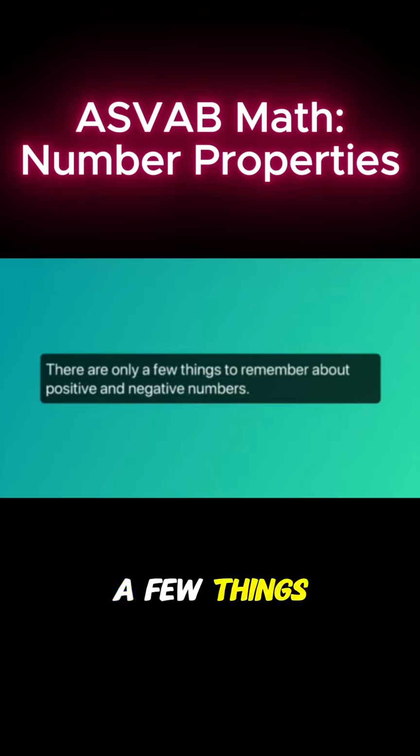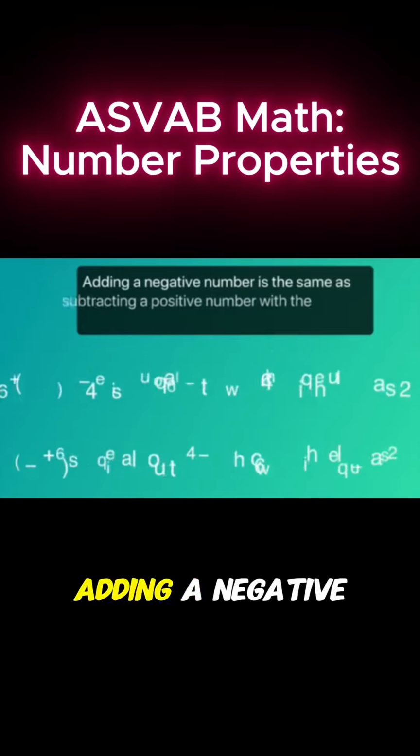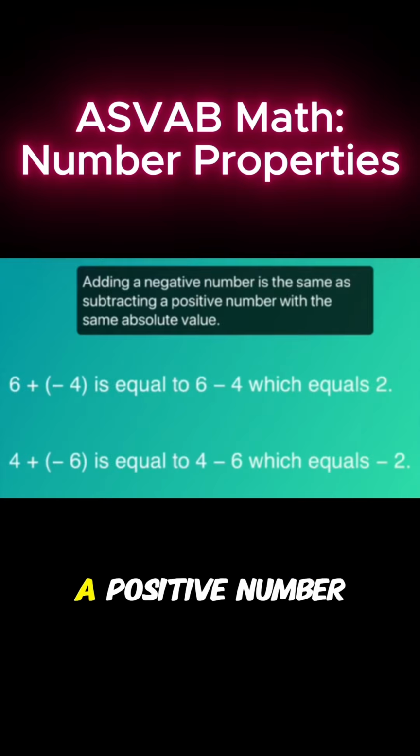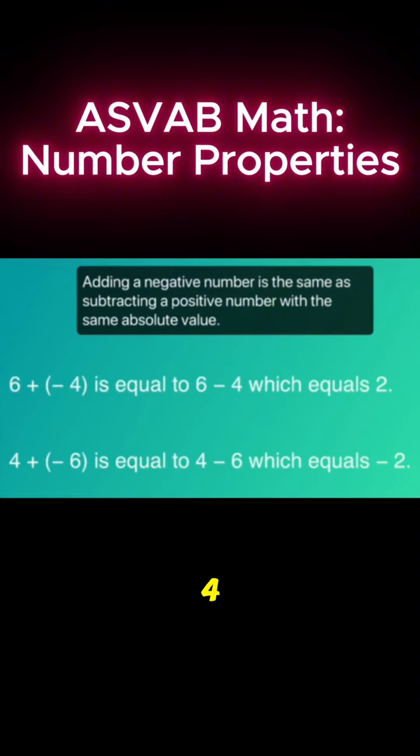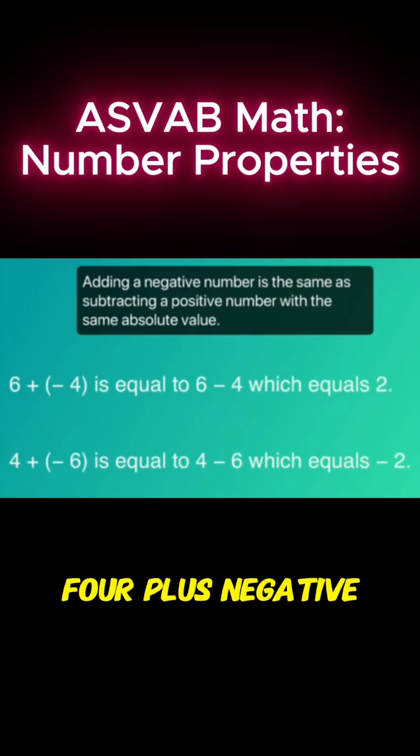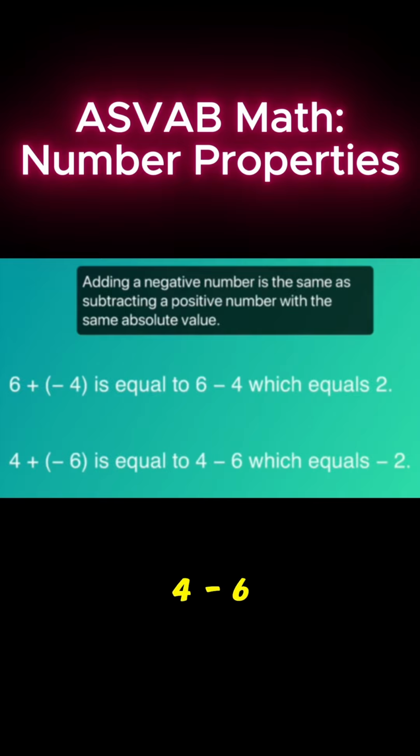There are only a few things to remember about positive and negative numbers. Adding a negative number is the same as subtracting a positive number with the same absolute value. As you can see below, 6 plus negative 4 is equal to 6 minus 4, which equals 2. Also, 4 plus negative 6 is equal to 4 minus 6, which equals negative 2.